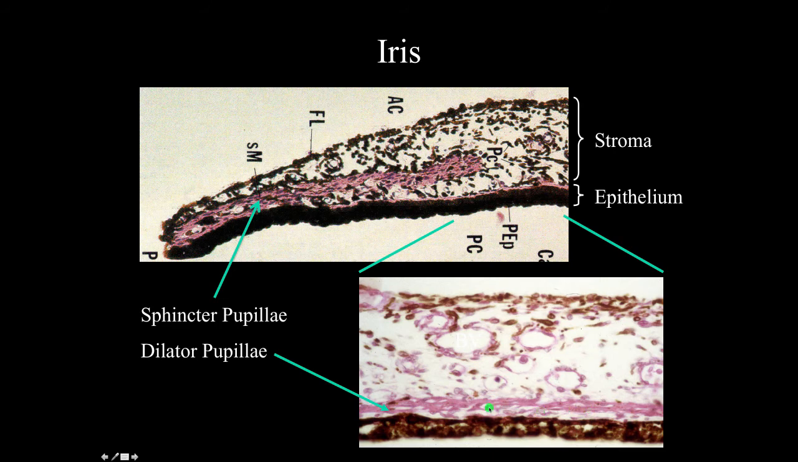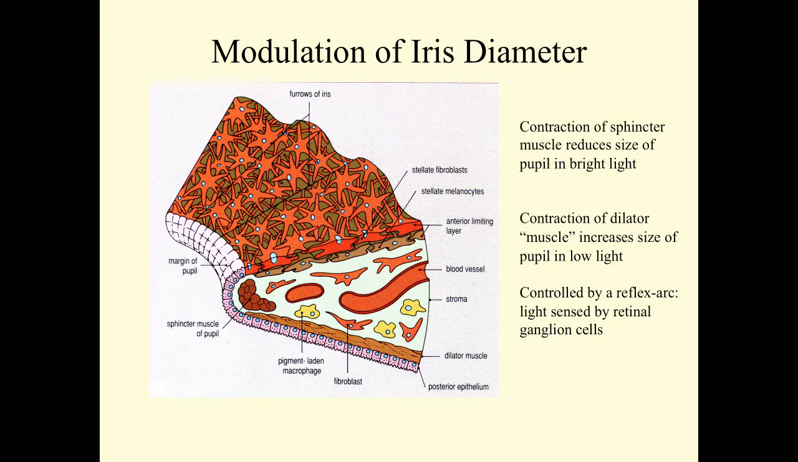bands of myoepithelial cells. These are essentially long apical processes of the epithelial cells that are bending forward, and these have contractile filaments of actin and myosin in them. Contraction of the sphincter muscles reduces the pupil in bright light, and contraction of the dilator muscle increases the size of the pupil in low light. And as we said, this is controlled by a reflex arc. Light is sensed by retinal ganglion cells, and those are going to feed back through neural networks that are going to innervate these muscle groups in the iris.